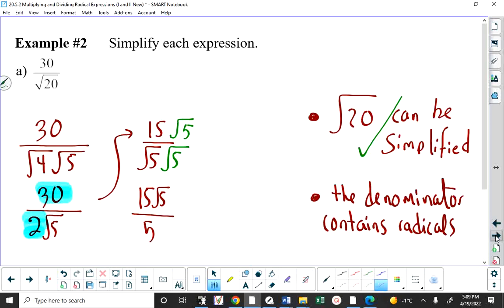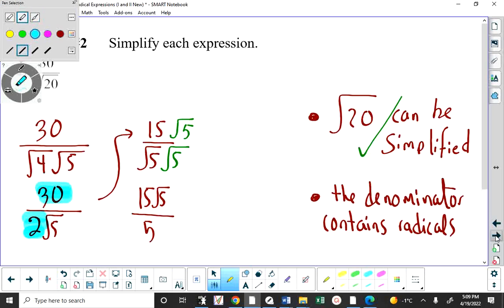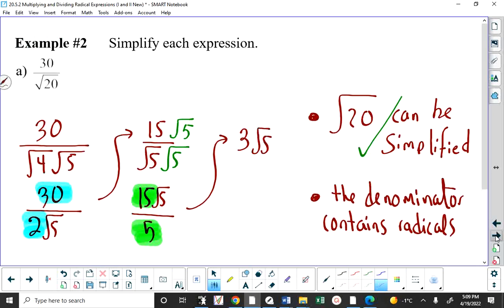The 15 and the 5 that I'm going to highlight, this coefficient and this coefficient, can be simplified by division. 15 divided by 5 is 3, so I'm left with 3 root 5. Now, is there a different way we could have done this? Remember, we've now taken care of that second item. Remember, I told you that you had to simplify the root 20 and you needed to rationalize the denominator.